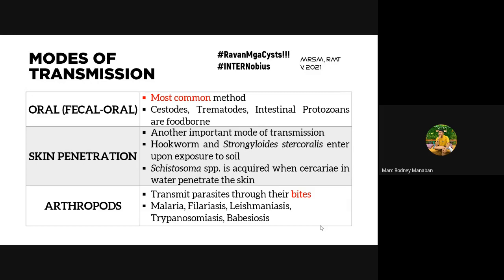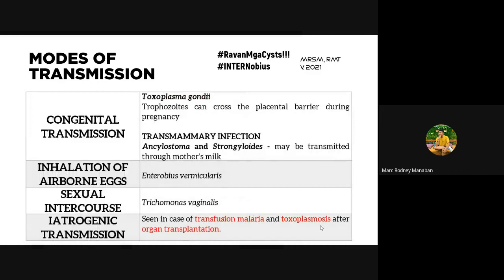Next is congenital transmission. It is transmitted during pregnancy. A parasite that can be transmitted through pregnancy is Toxoplasma gondii. Its trophozoites can cross the placental barrier during pregnancy. Toxoplasma gondii is part of a group of agents that can cause congenital infections. What do you call that group of agents?